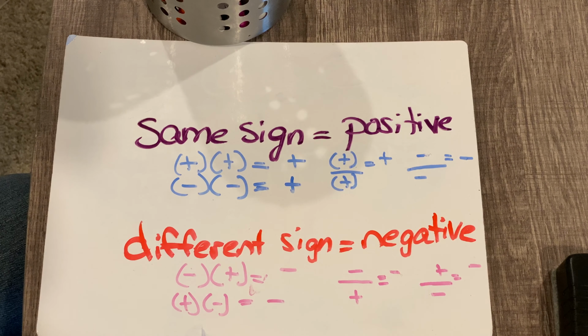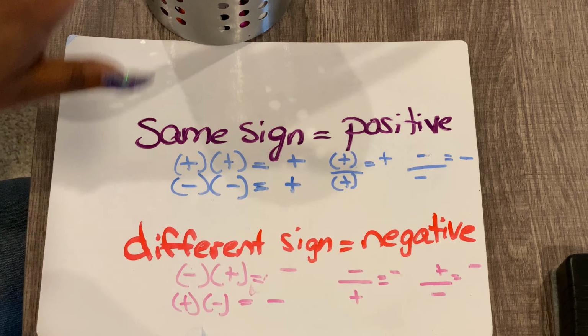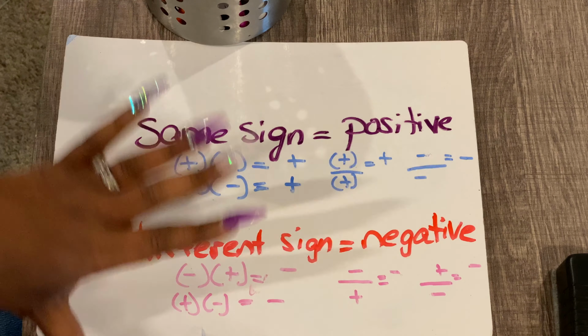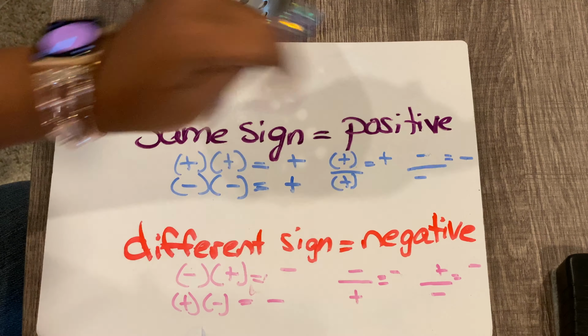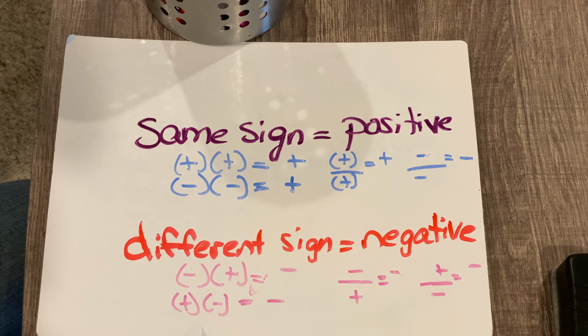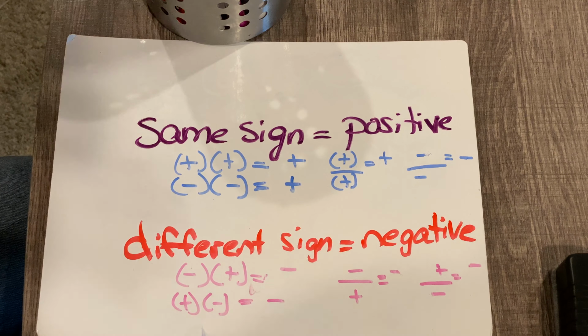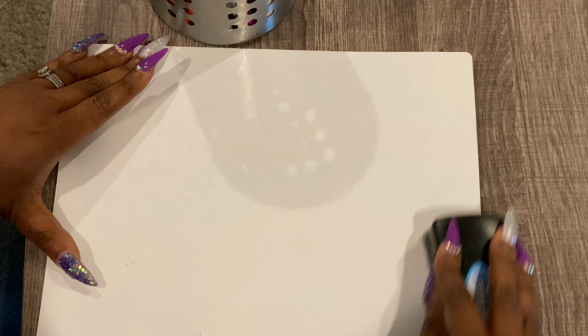Do not confuse this with adding and subtracting. Those are different, it's a different set of rules. These rules: same sign, positive, different sign, negative. Okay? So let's try some examples. Make sure we're still in frame here. And we're going to try some examples. So let's do example number 1.